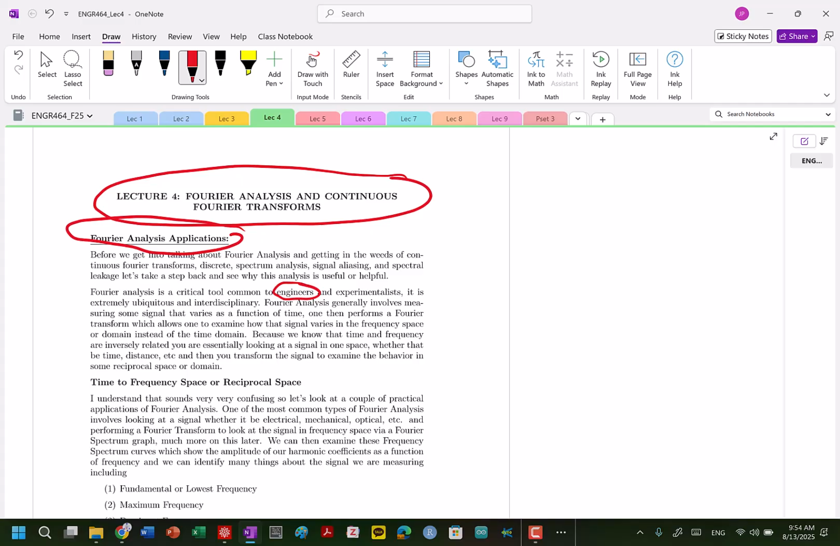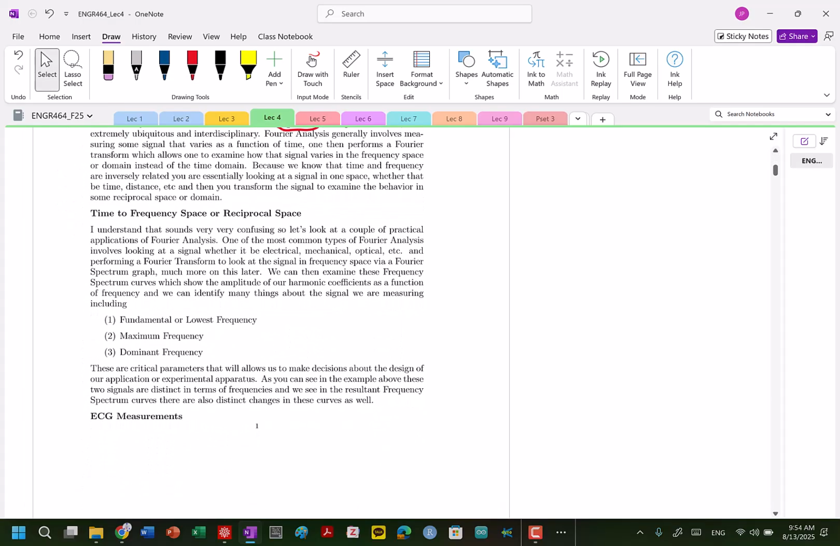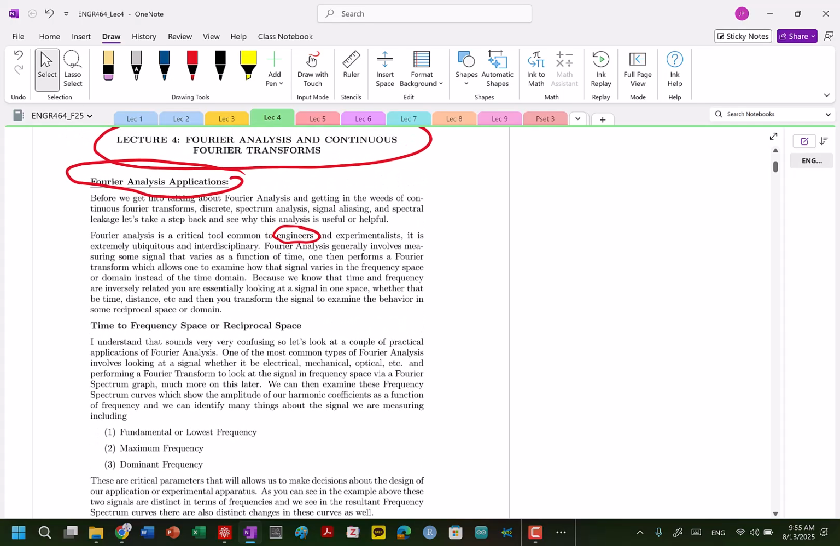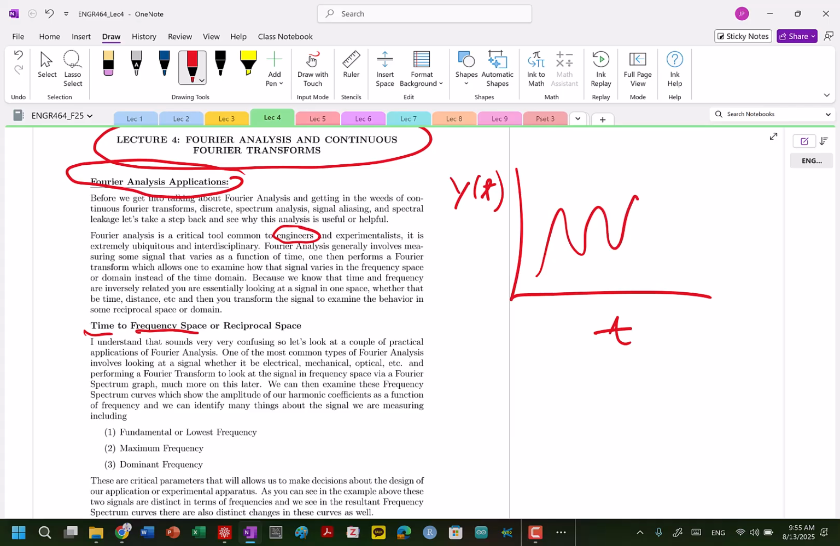So excellent. Now, what is the basic idea of Fourier analysis? Most commonly, we're going to go from time to frequency space. So basically, we're going to have a signal in time, and we are going to convert this signal to a frequency space. So frequency or omega, and you'll get some spikes, maybe something like this. But that's the whole idea.